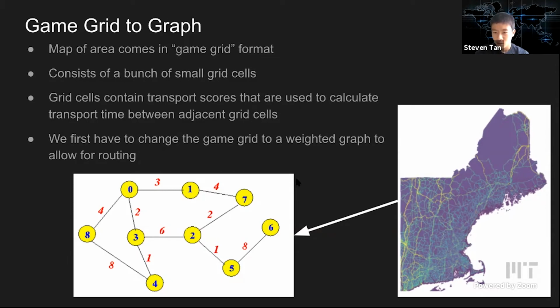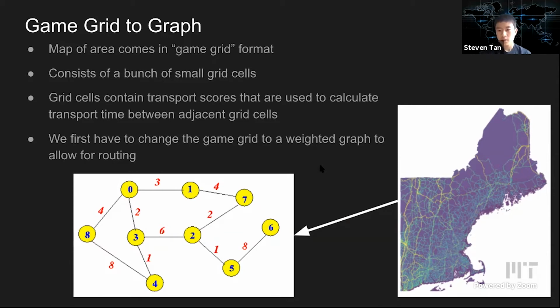So you might be wondering where the tiny grid cells are, but you actually can't see them because they're so small. They're essentially just all these tiny dots that form this area. So now, since we have to be able to basically perform routing, we need to be able to figure out the time it takes to travel between any two given grid cells in this game grid. And to be able to do that, we had to convert this game grid into what's called a weighted graph, which you can see on the left.